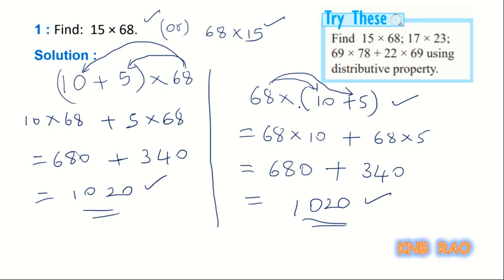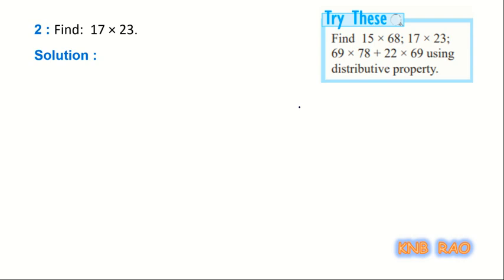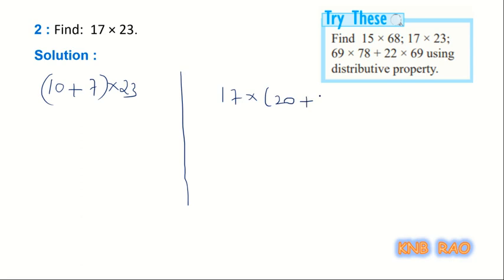Now the second question is multiplying 17 by 23. This also you can do in a similar way, either writing 17 as 10 plus 7 and multiplying by 23. Now I can do it another way also, writing 23 as 20 plus 3. That way also you can multiply.